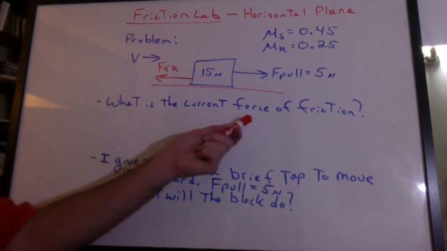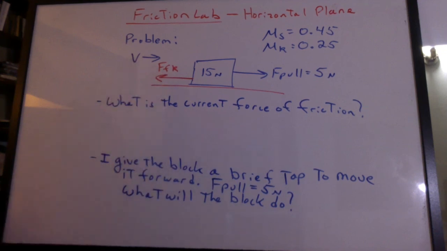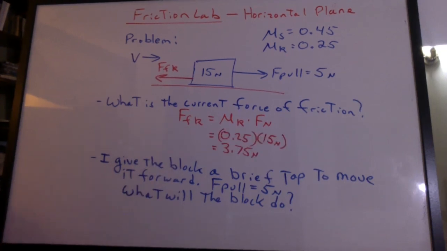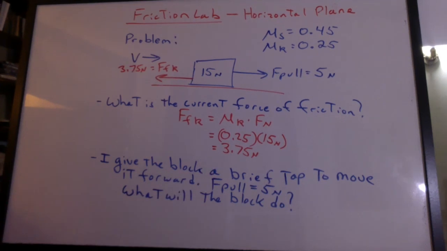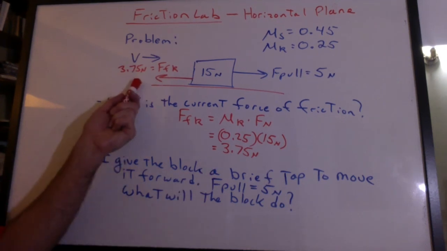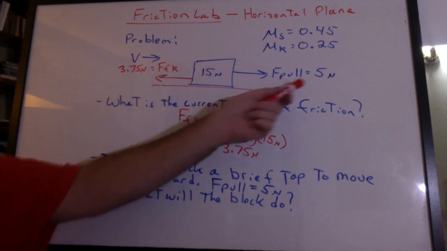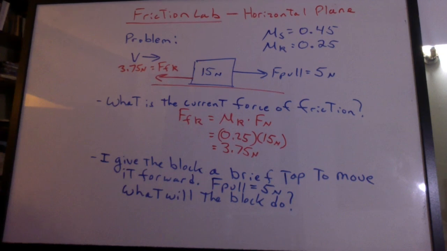So we'll answer this question again. What is the current force of friction? If it's moving, it's got to be kinetic. There's the formula. We get 3.75 newtons. We put it on the diagram, and we compare it to how hard I'm pulling. They're not equal. That's bigger than that. It's going to make it speed up.